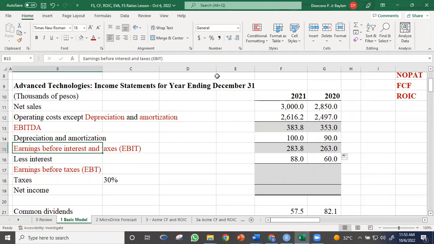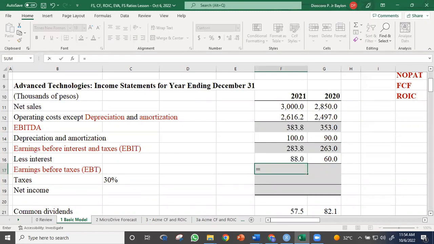So now you have met this term. I guess you haven't met these terms. EBIT is earnings before interest and taxes, which means we haven't subtracted interest and taxes. Then we're given the interest to be 88 and 60 respectively. So we can now compute for the EBT, earnings before tax, which is simply your EBIT less your interest.